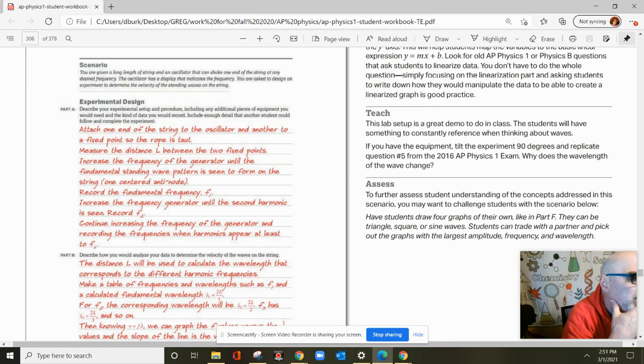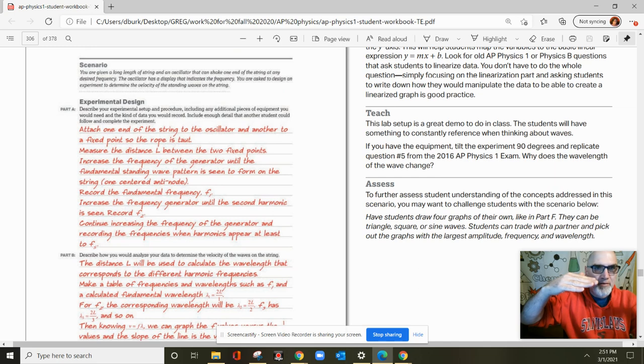Okay, you are given a long length of string and an oscillator that can shake one end of the string at any desired frequency. So it's basically some sort of machine that can make the string flop up and down. So you can imagine a string tied here, and it's going to make the string go. The oscillator has a display that indicates frequency. How convenient. You're going to design an experiment to determine the velocity of a standing wave in a string.